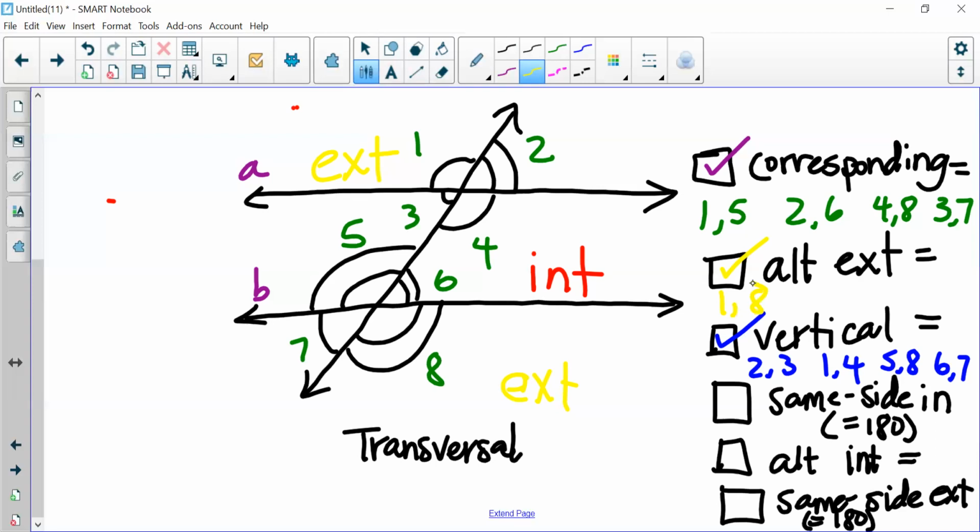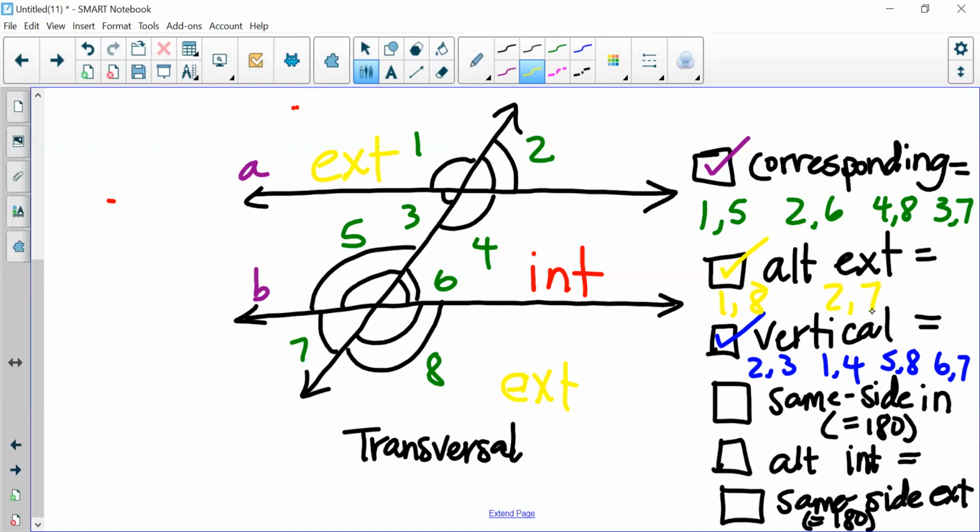Okay? Y'all look, what's the alternate exterior angle to angle 2? 5. No, 7. Y'all, where's angle 5, interior, exterior? Interior. Okay, you can't mix them up. If it says alternate exterior, then both of your angles have to be on the exterior. Y'all, we already know 1 and 8 are on the exterior, and they're on alternating sides or opposite sides of the transversal on the exterior. And y'all, I asked, what angle is alternate exterior to angle 2? 7.